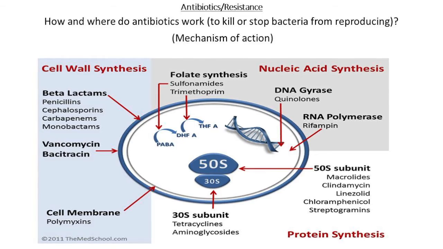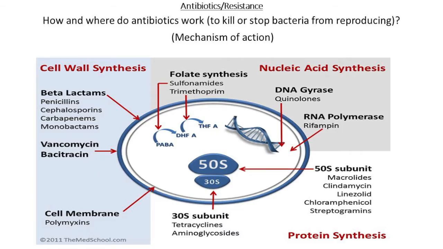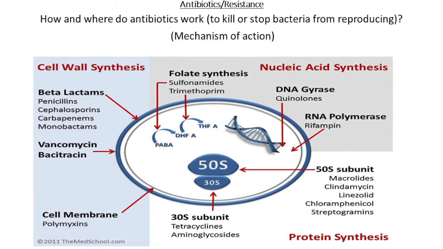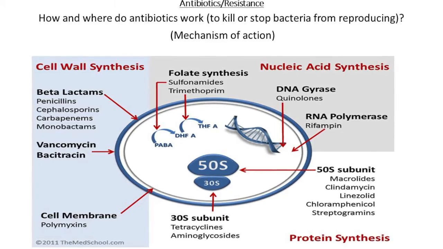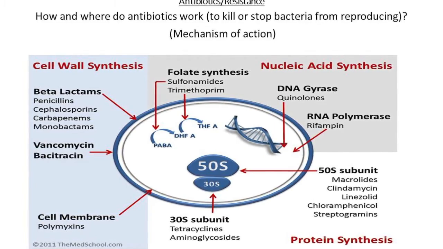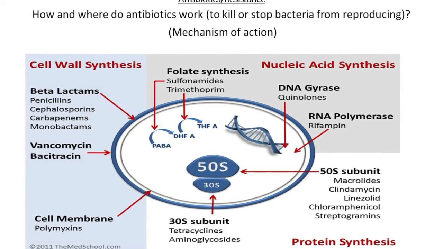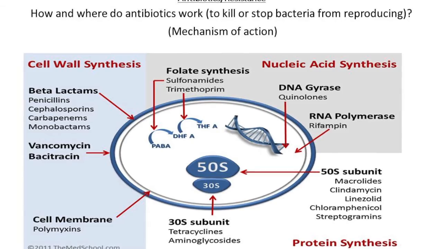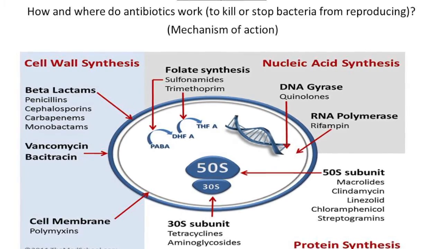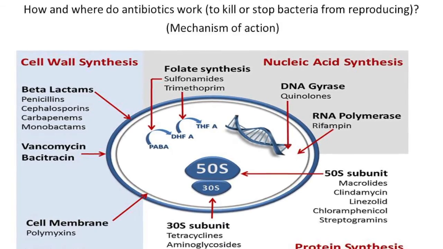So this is, oh, and I forgot, sorry. This is where Septra works. Sulfonamides, trimethoprim. This is how they make their folic acid. Folic acid is THFA, which is made from sulfonamides, which stop synthesis of dihydrofolic acid from para-aminobenzoic acid, this one.